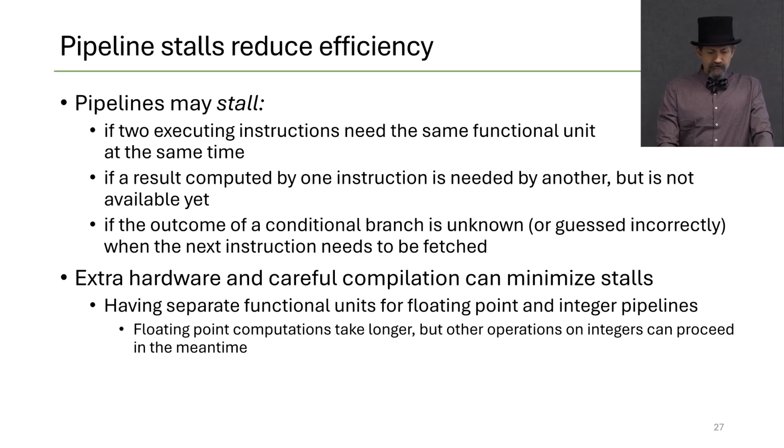If we add extra hardware and we compile carefully, we can minimize the stalls. For example, having separate functional units for floating point and integer pipelines allows integer computation to proceed in parallel with floating point computation, which is particularly useful because floating point operations often take longer than integer operations.